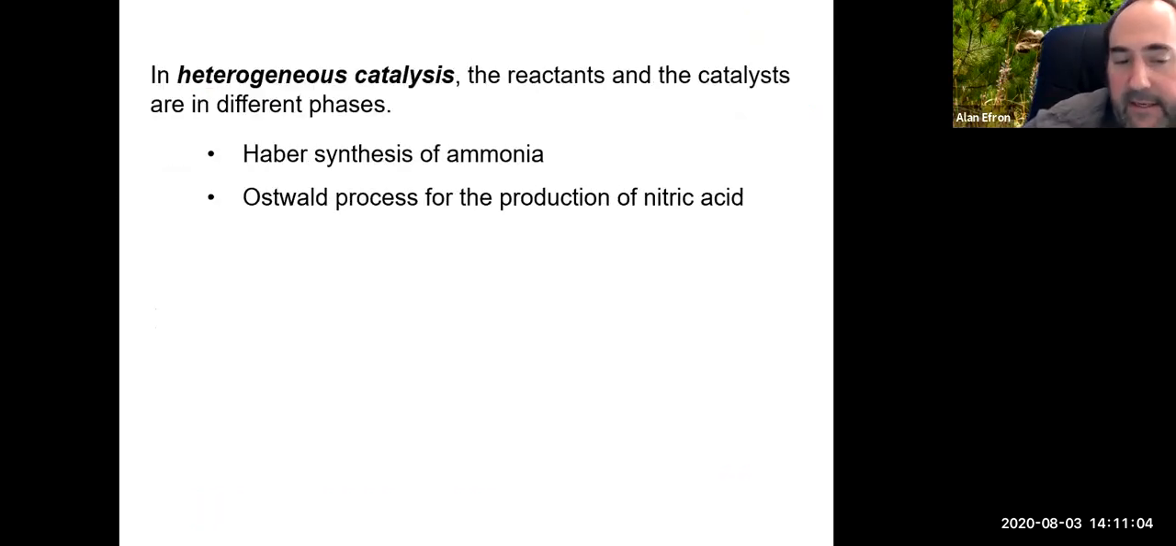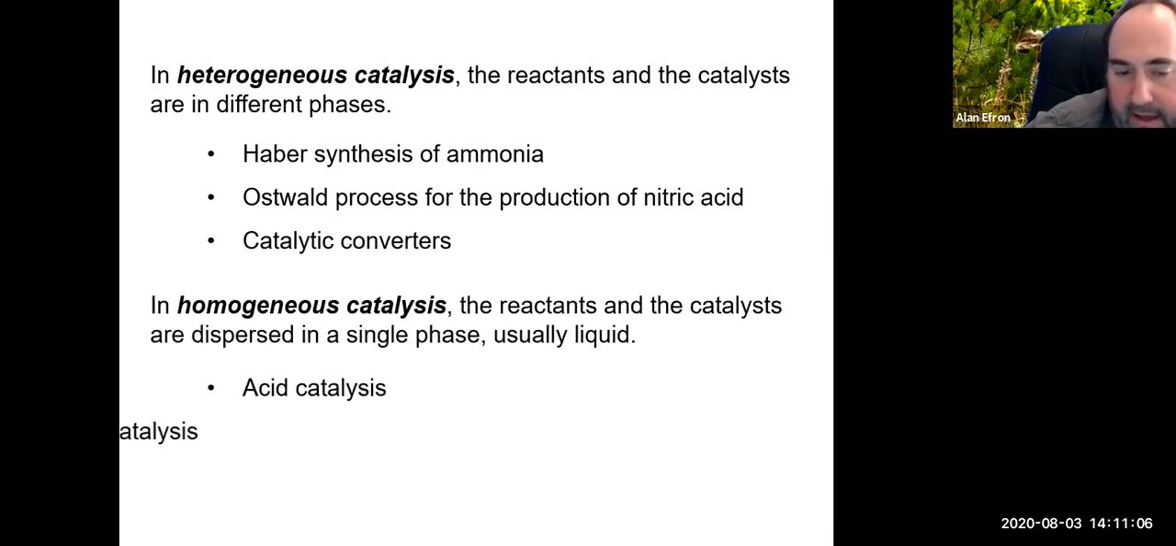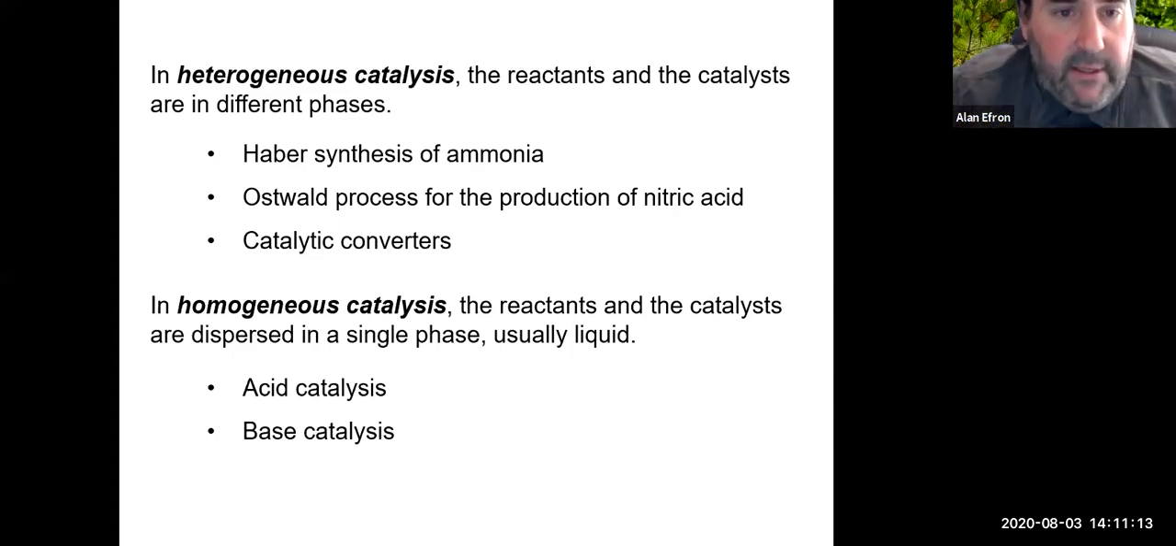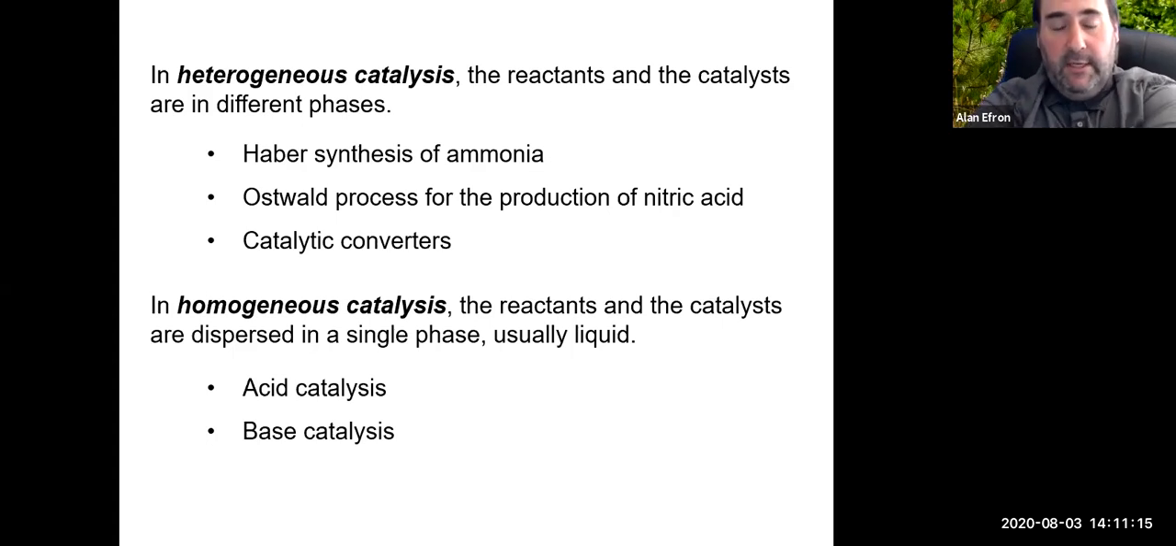Now, there are different types of catalysts, and for example, some are heterogeneous catalysts. And heterogeneous, just like when we talk about heterogeneous mixtures, means different phases, where you can see different layers. Same thing here with a heterogeneous catalyst: the reactants and the catalyst are in different phases.